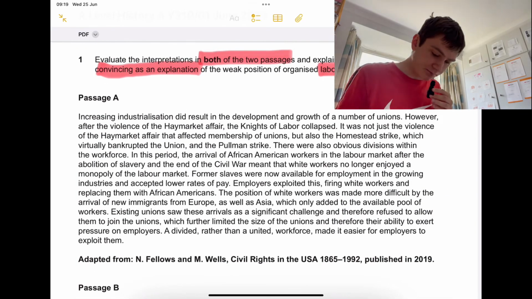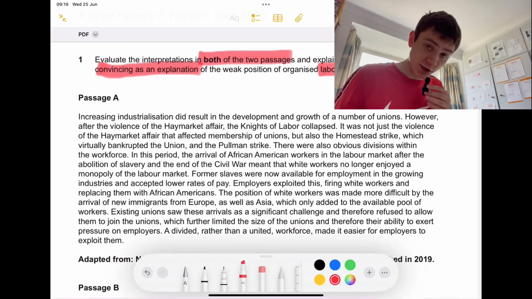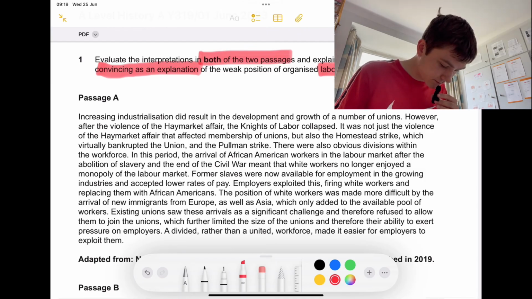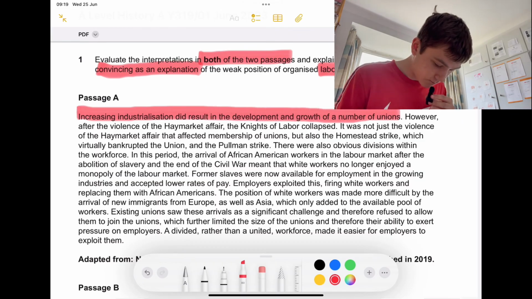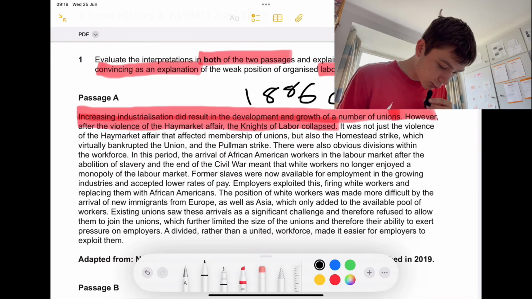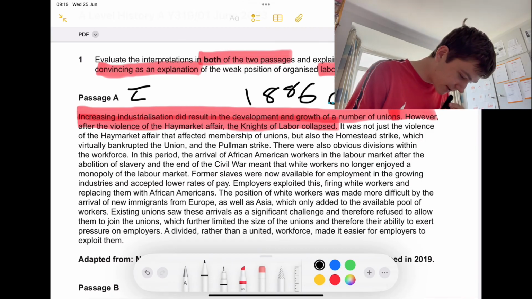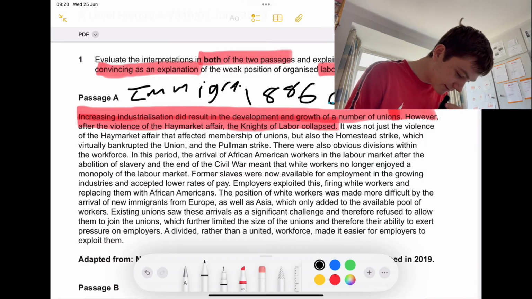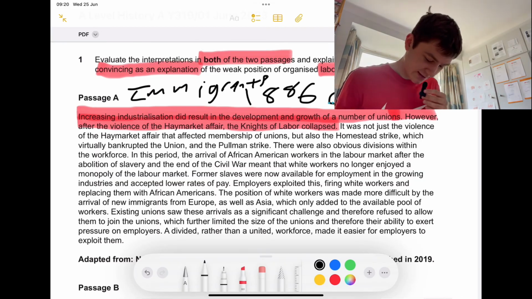So, passage A, I'll have a little read through. Again, you can read it through. I won't read it out loud because that doesn't feel right to me. Okay, right off the bat, that's a really good point. Yes, of course, Haymarket Affair was 1886 in Chicago. And who else was blamed for this? Of course, it was immigrants, and I don't know how I'm going to fit that on the page, but yeah, immigrants.